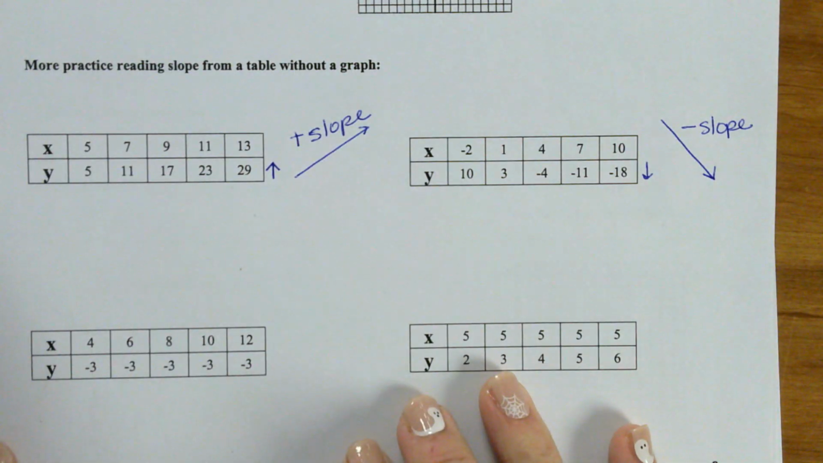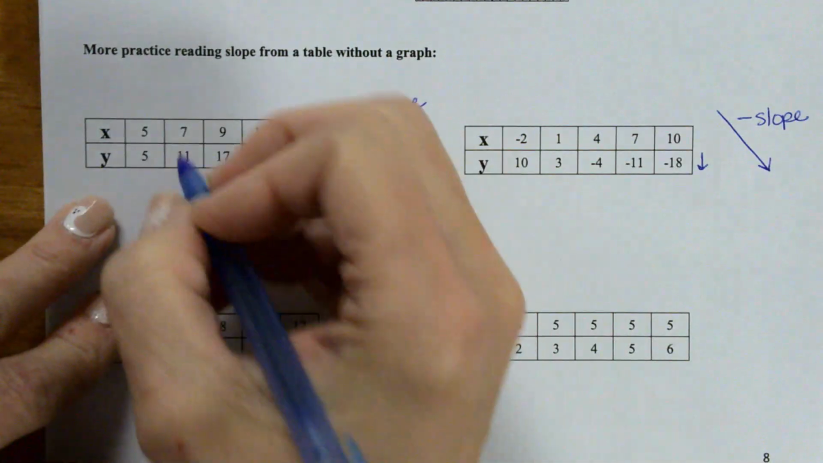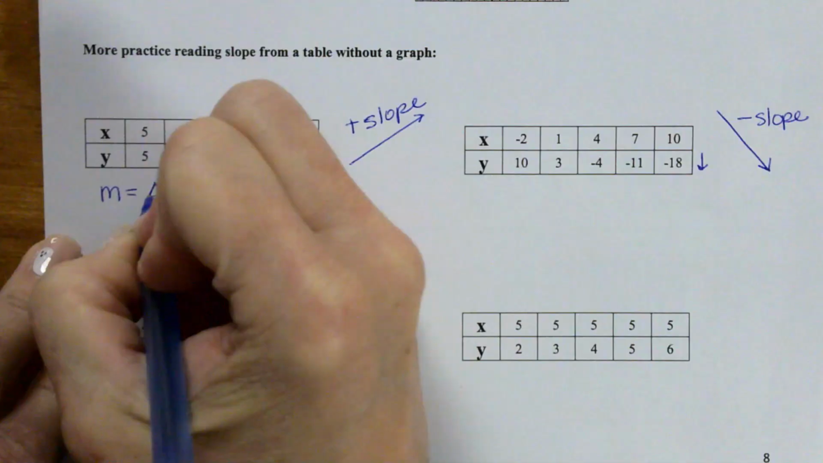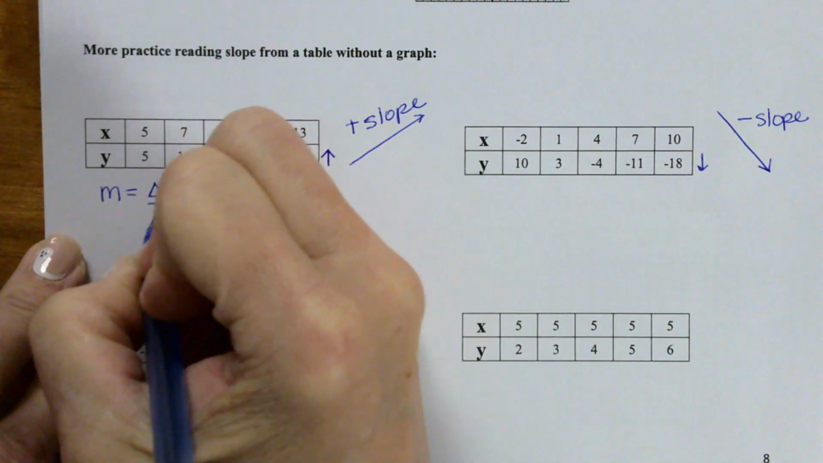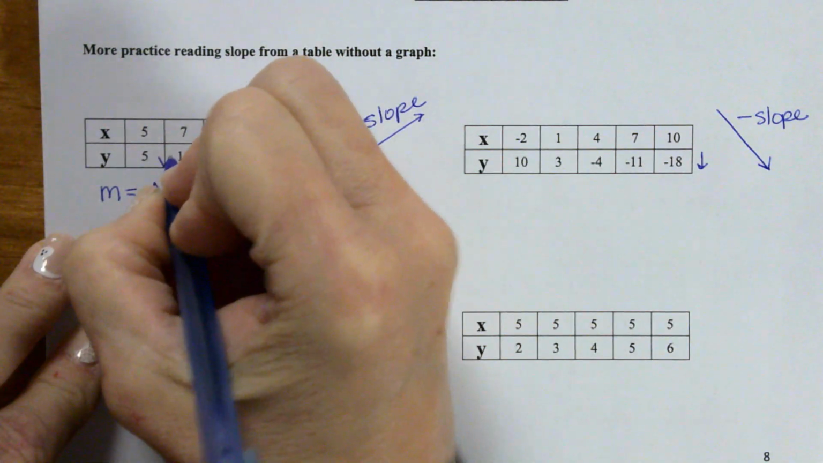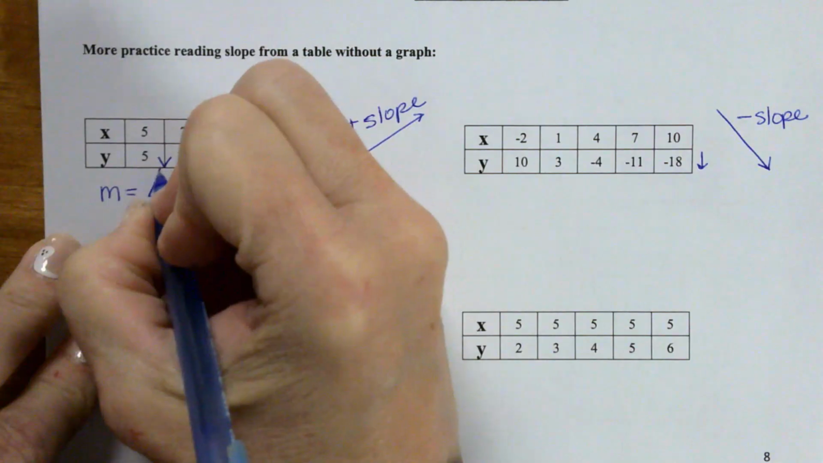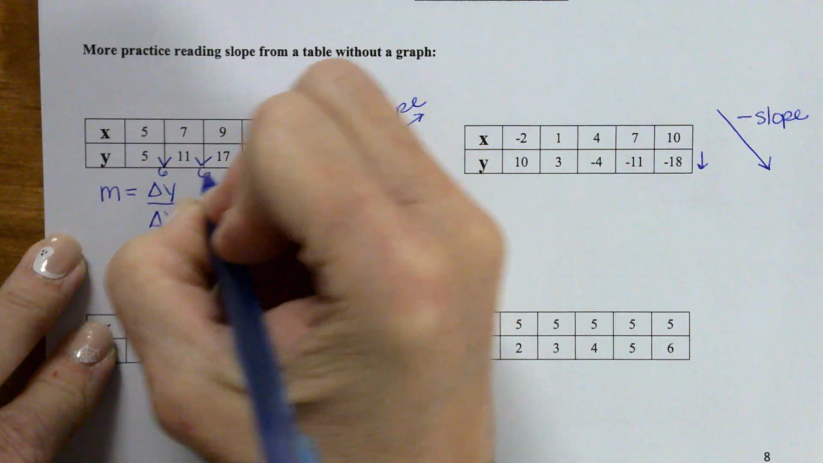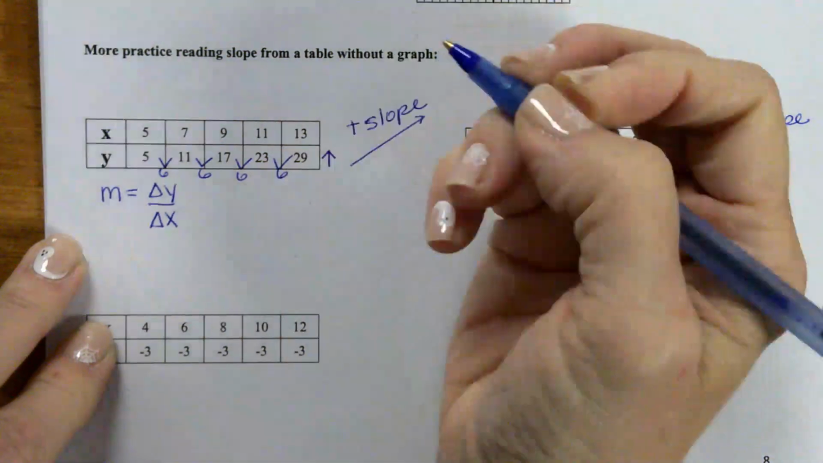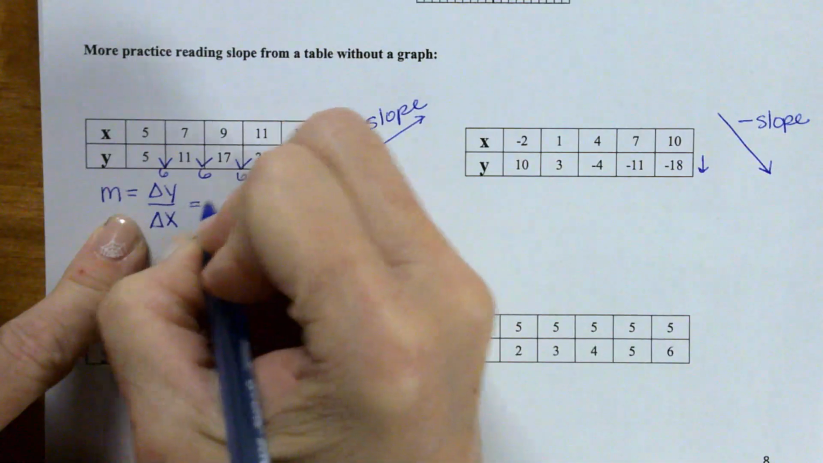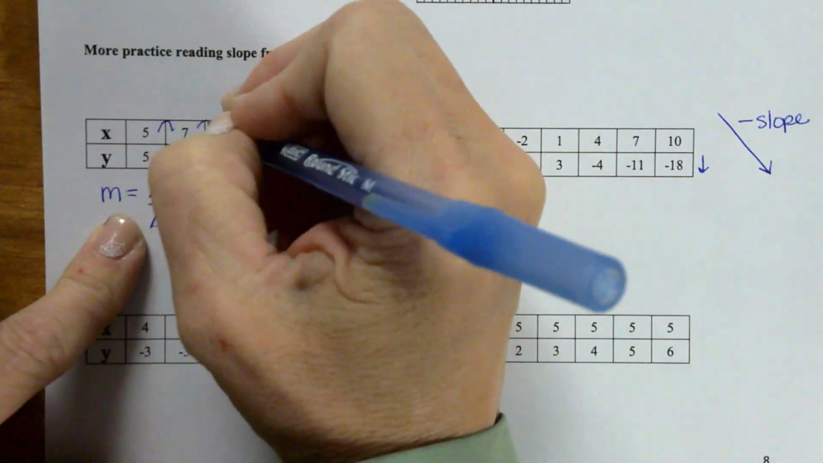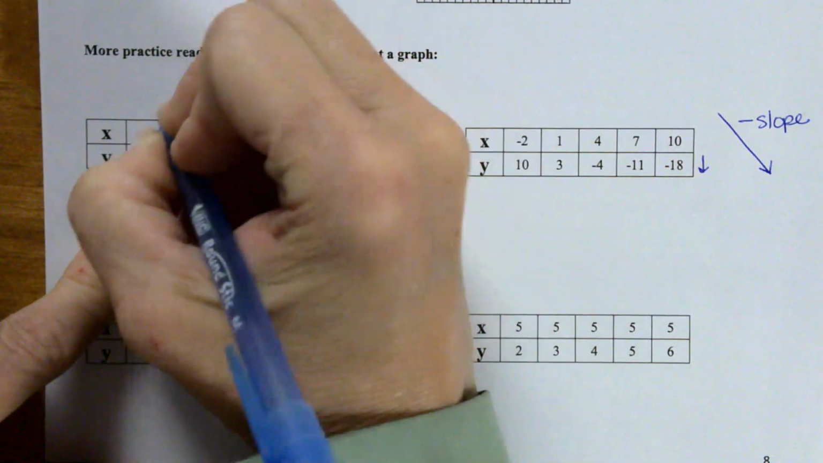Okay? So, all right, we're going to do our slope. We're going to do change in y over change in x because it's all the same. What's the difference between 5 and 11? 6. 11 and 17. 17 and 23. 23 and 29. Okay, so the change in y is a 6. What about my x's? 2, 2, 2, 2. Right?